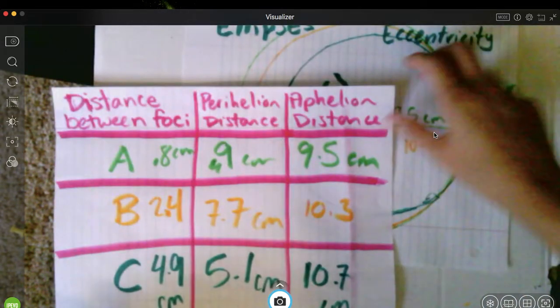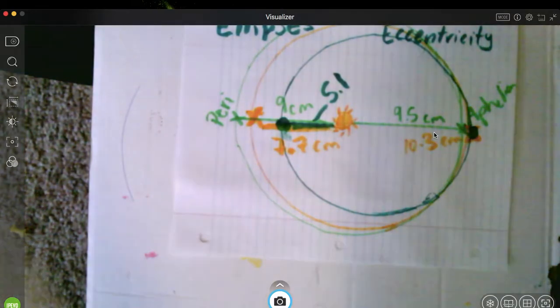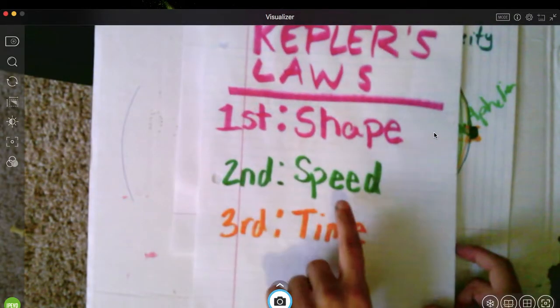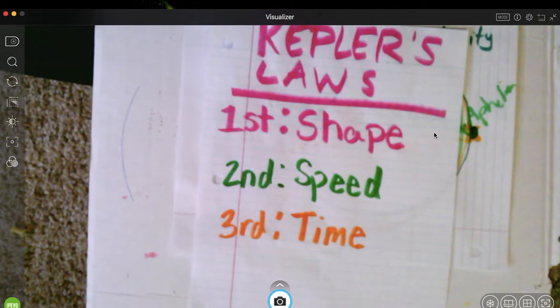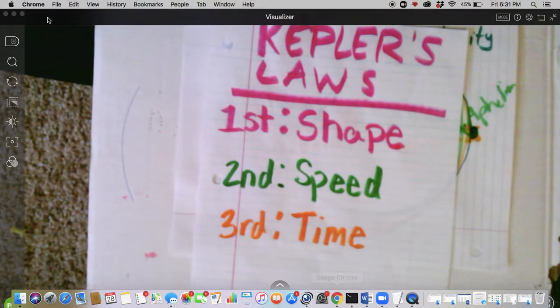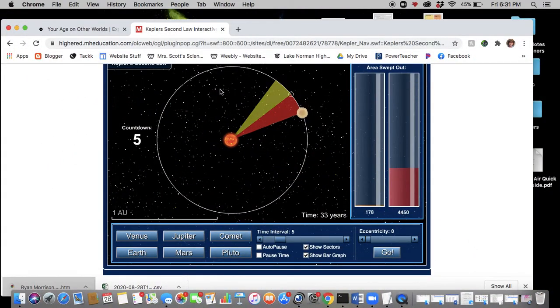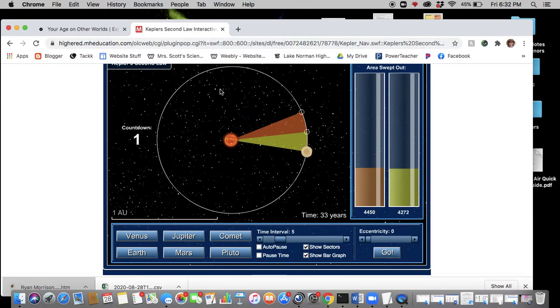All right? So let's go back to our second law. The second law is about the speed of a planet. So I'm actually going to jump back to my computer screen here for a second. I'm going to go to my screen on Google Chrome, and I want to show you this little visual. Okay, just take a look at it as it goes. This is really boring. Okay, so we have this planet.